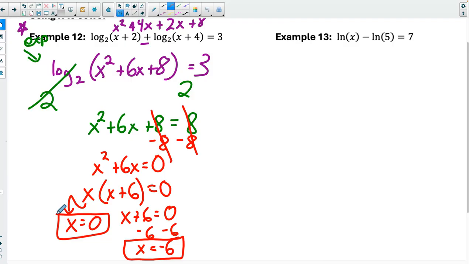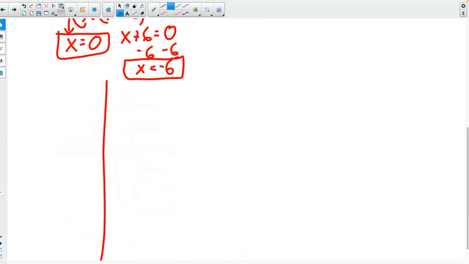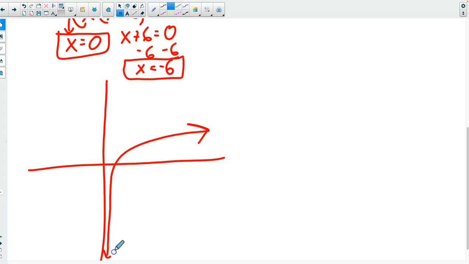Oh, you think we're done, right? But we're not. We have to check our logs. I suppose I should draw this on the board since we're doing a video. If I graph a log, typically it looks like this. So do we ever get an answer over here on the negatives? No. Do we get 0? No, because typically your asymptote is right on there. Now if I shift it, it shifts my numbers, so we have to check.